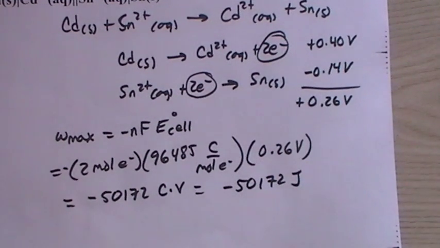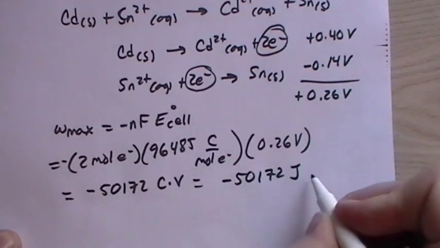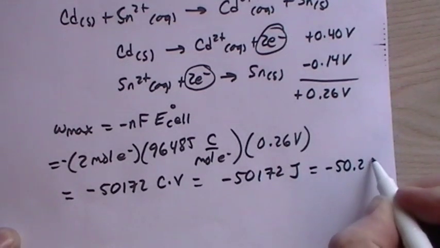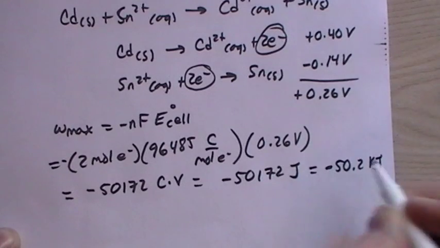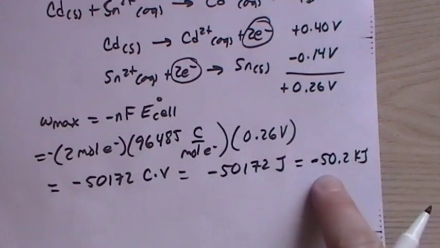And then we want the for 10 grams, but let's convert this to kilojoules. So it'll be minus 50 kilojoules. The minus indicates that the work is done by the system on the surroundings, which it should. That's the point of having these galvanic cells, is that they do work for us. So that has to be a negative here.